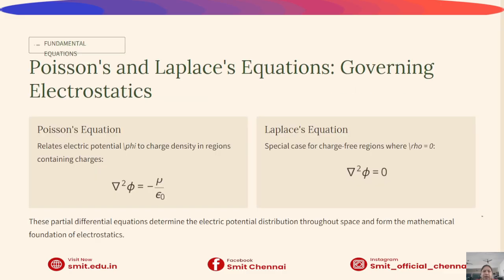Next we see about the Laplace equation. Laplace equation is a special case of Poisson's equation that applies to regions where there are no electric charges present. In this case, the charge density becomes zero and the equation reduces to the divergence of the gradient of potential equal to zero.